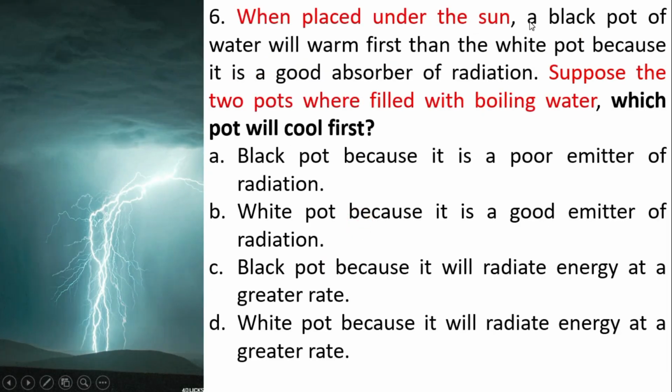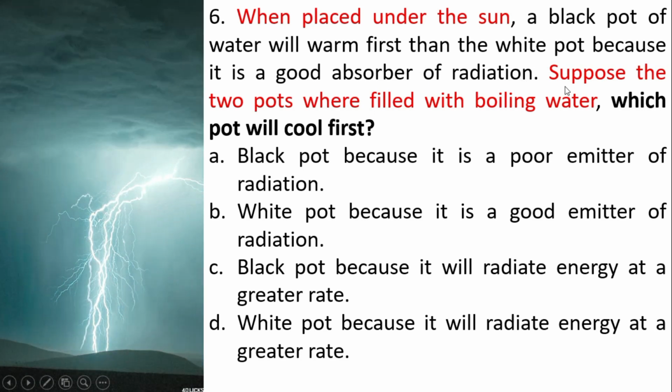6. When placed under the sun, a black pot of water will warm first, then the white pot, because it is a good absorber of radiation. Okay, suppose the two pots were filled with boiling water, which pot will cool first? So again, they are placed under the sun, the black pot or the white pot. But if you put normal water in the black pot or white pot under the sun, the black pot will warm first, then the white pot, because the black pot is a good absorber of radiation.